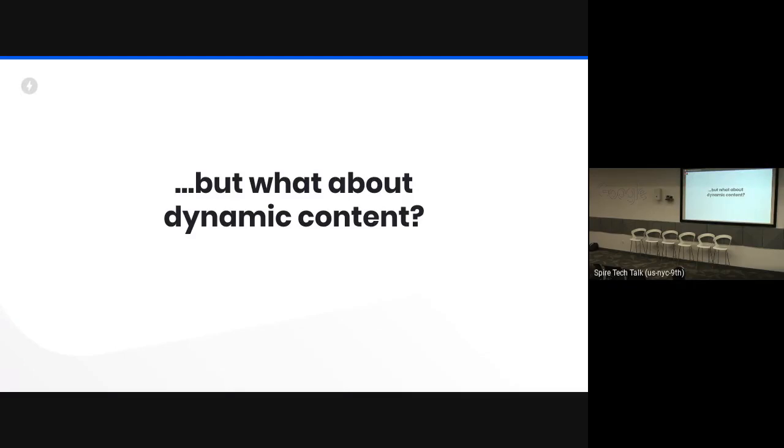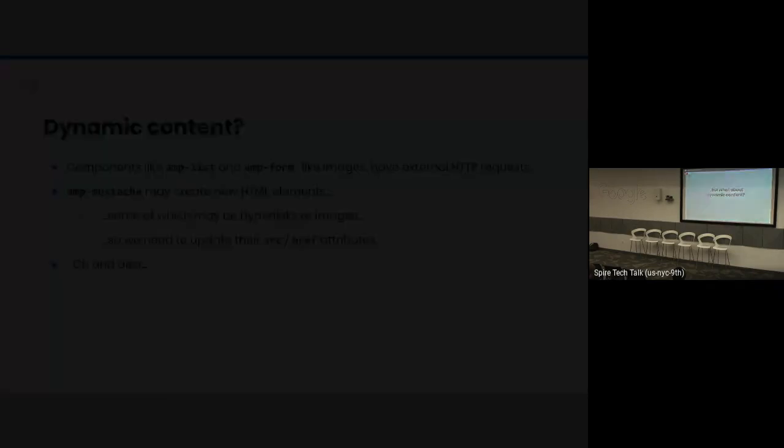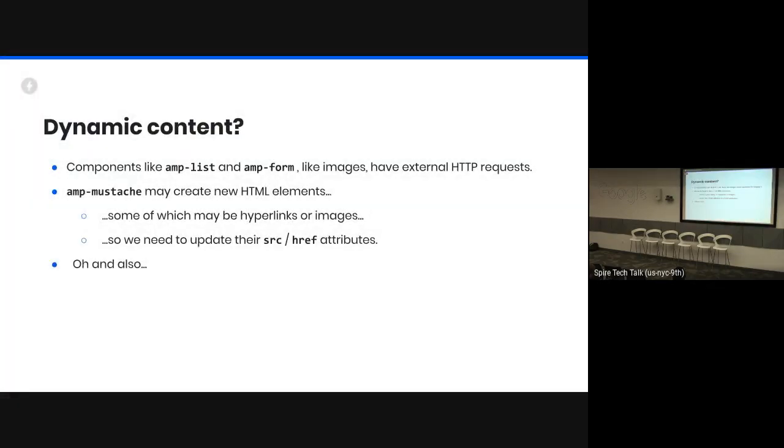Unfortunately, this is not enough, because the AMP email might be dynamic. And what I mean by that is two things. We might have components like AMPList and AMPForm, and these components will make external requests to a server, similar to images. So we need to make sure we proxy these as well. Otherwise, when the AMPList fetches the JSON content, the server would get the user agent, or it would get some cookies. And these are things we want to avoid in an email.